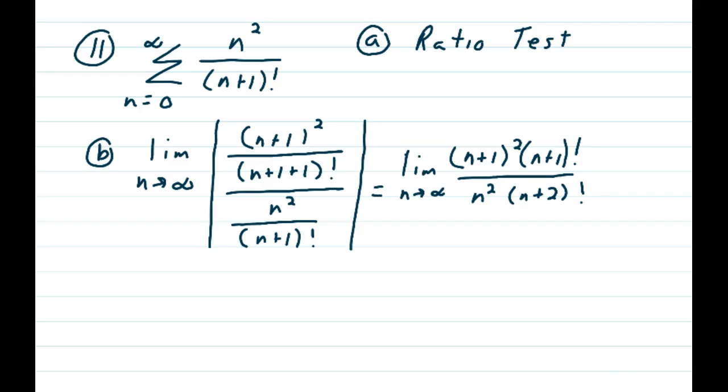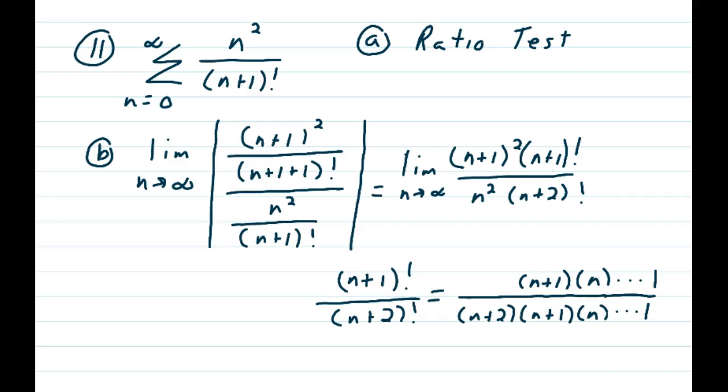A little tricky sometimes. n squared becomes (n plus 1) squared. (n plus 1) factorial becomes (n plus 2) factorial. And again, you have the nth term down below, which is just the n squared over (n plus 1) factorial. When you flip-flop this, you end up getting an (n plus 1) squared on top, along with the (n plus 1) factorial, over n squared times (n plus 2) factorial, which sometimes can be a little tricky to simplify.